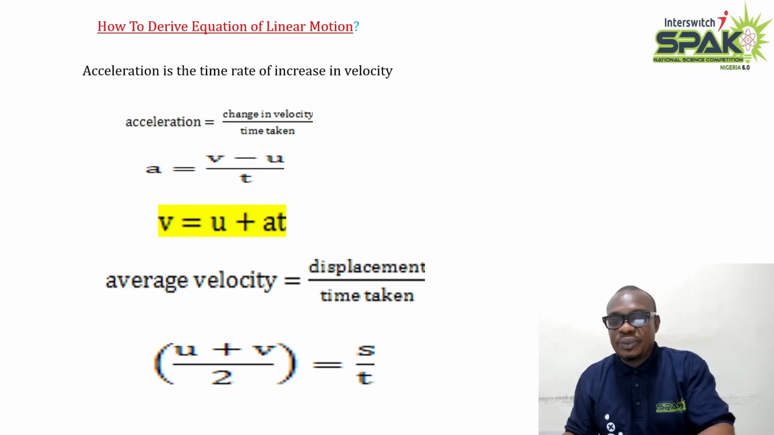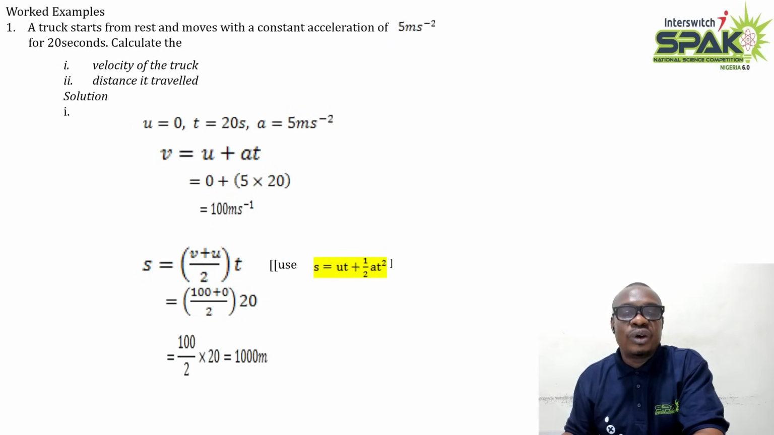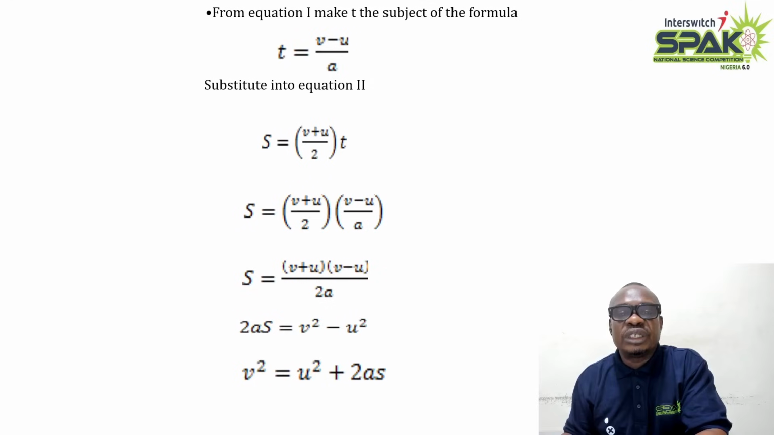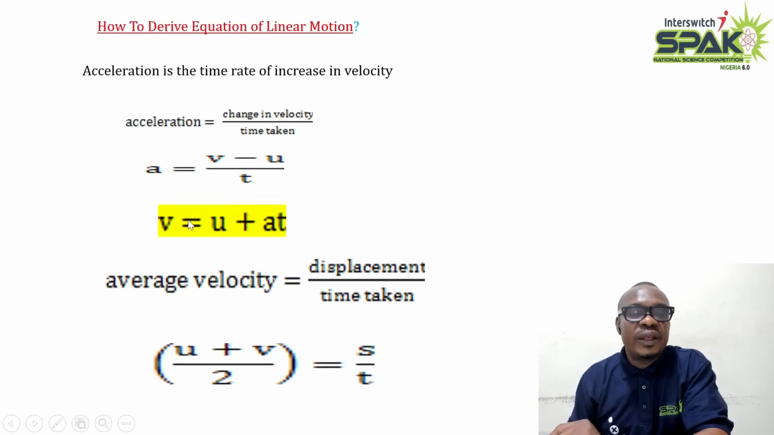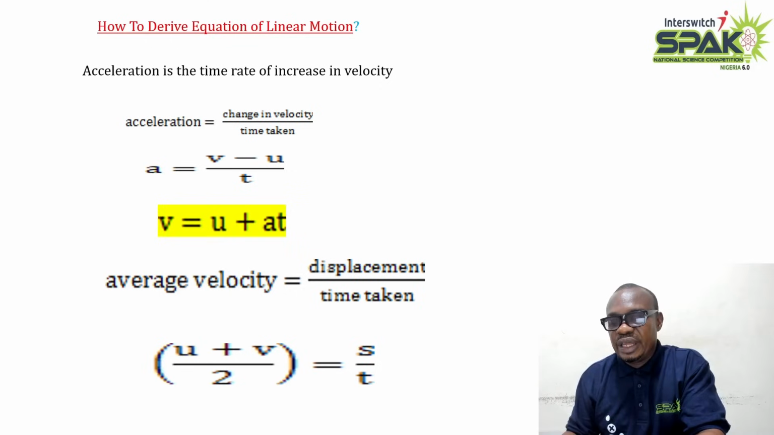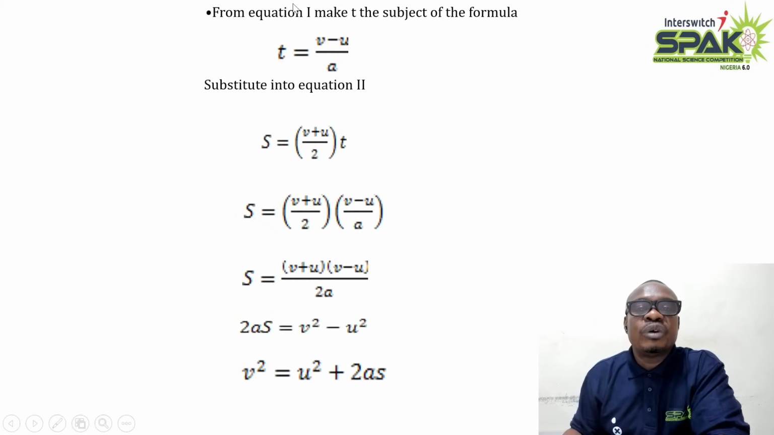Now, how then do we obtain the next equation? The next equation, which is v squared equal to u squared plus 2as, we go straight to the first equation which we had here, v equal u plus at. Make t the subject of the formula. When you make t the subject of the formula, of course you are going to have t equal v minus u all over a. Okay, this is it. From equation 1, make t the subject of the formula. So this t is equal to v minus u all over a.